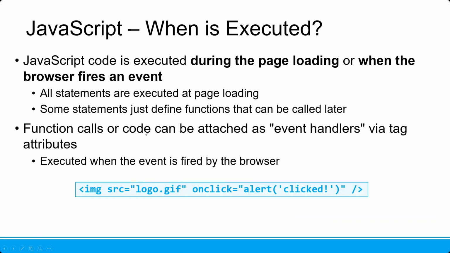Function calls or code can be attached as event handlers via tag attributes. Event handlers means, for example, this one, onclick. Onclick is one of the event handlers. It is executed when the event is fired by the browser. When I click, there is a pop-up. When I click, there will be another action.